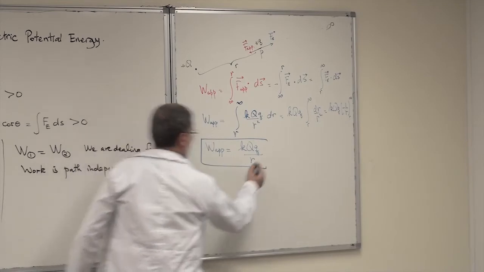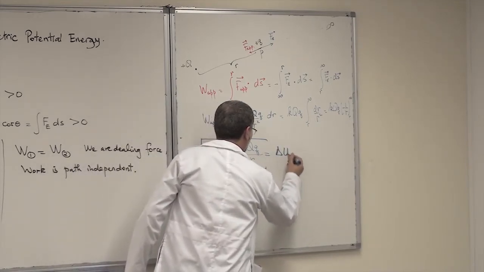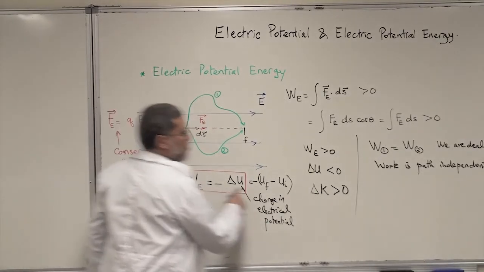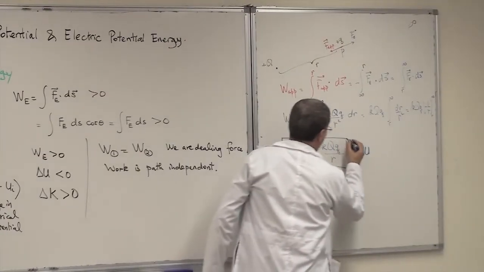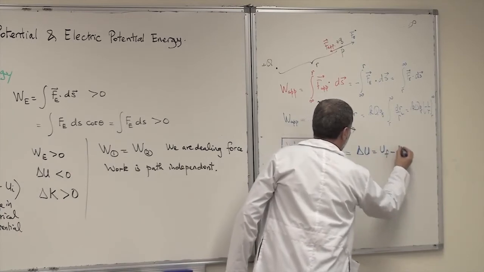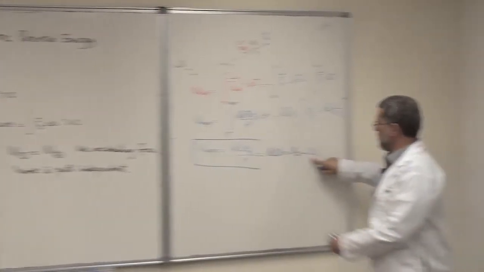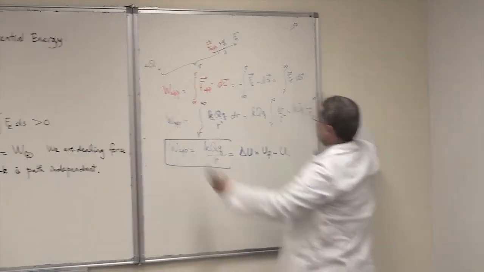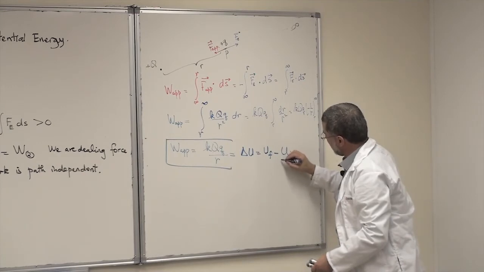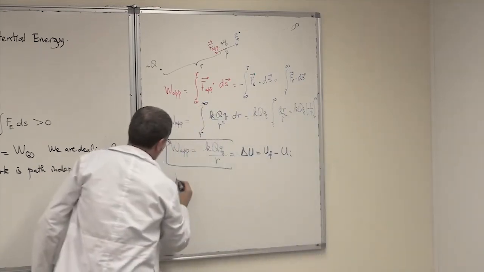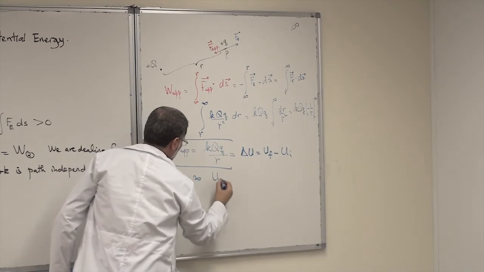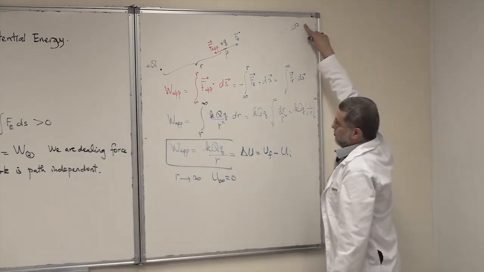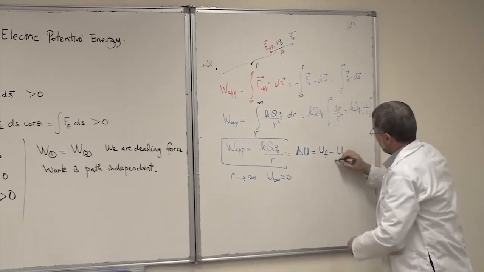So this is the work done to bring the charges, and of course the work applied is equal to delta U. Be careful here. Work of the electric field is minus delta U, but work applied is equal to delta U. That's U final minus U initial. What is the potential energy when the particle is here at infinity? It is 0. We define the potential at infinity, when r goes to infinity, to be equal to 0. So U initial, when the particle was here, is 0.